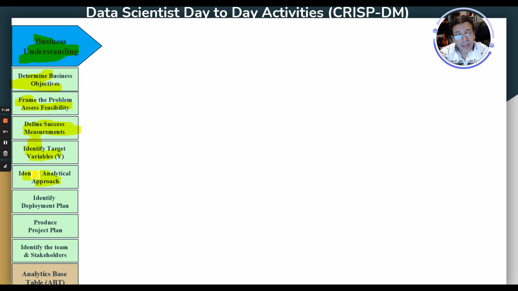Then we talked about identifying the approaches. There are 6 approaches.